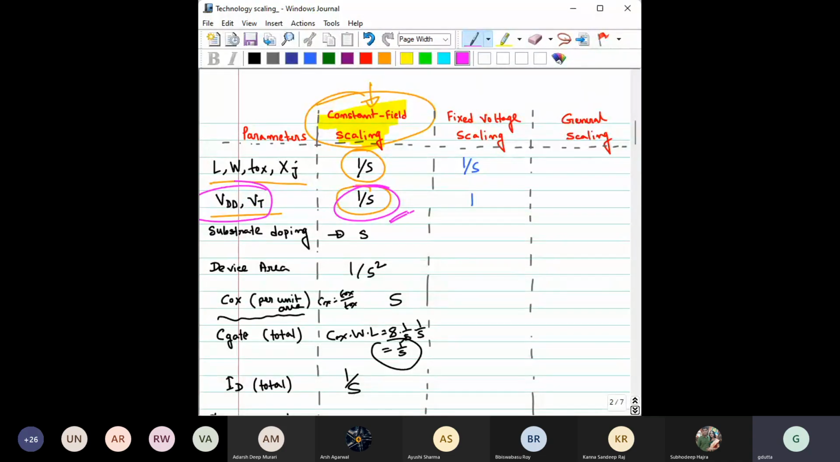So this is one community who want this. There is another community who said that, no, we will not at all scale the voltage. We will scale only the dimensions. They're a complete opposite community. So if we do that, then quickly write, what will happen. So here this becomes 1 by S. VDD we are not scaling.